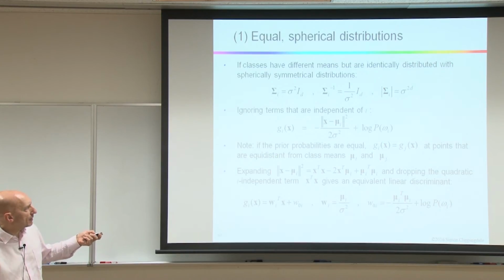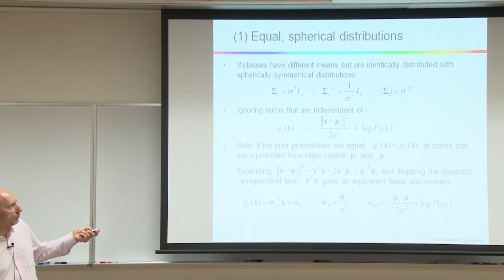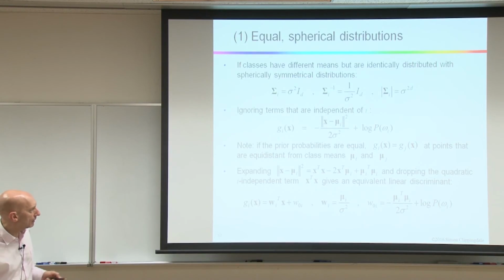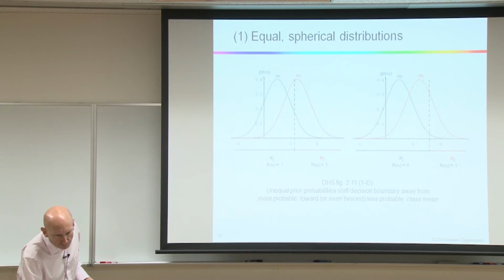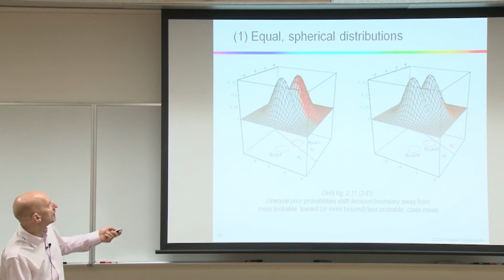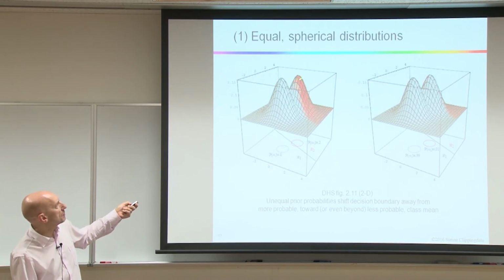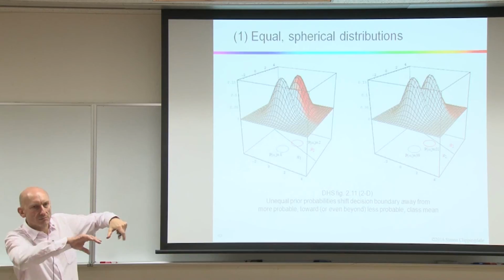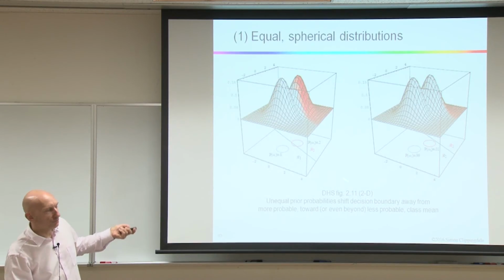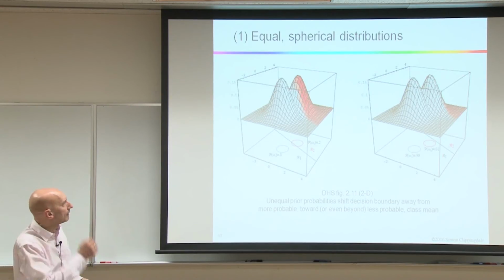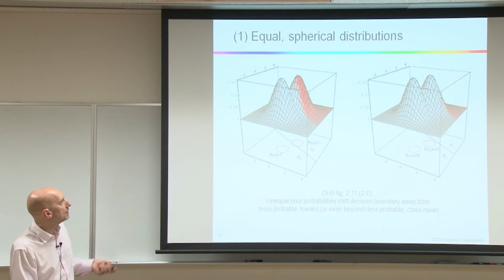Then these functions for class i and class j are equal to each other at points that are the same distance from the class means. So just look at a picture of that. It looks kind of like this. We've got two distributions that are the same with just different means, and sure enough, the boundary is a straight line in that case, or a plane or whatever, running right down the middle between the two means.